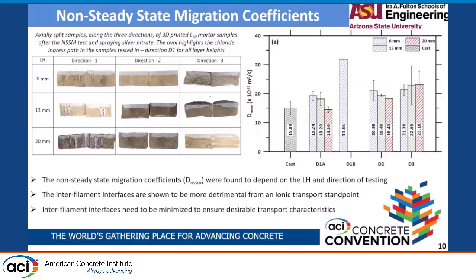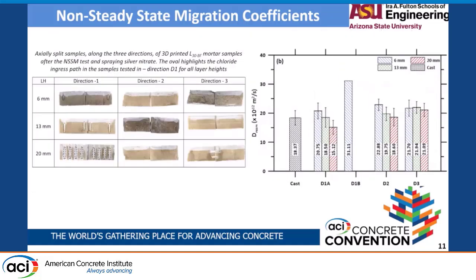So we conclude from this that interfilament interfaces are more dangerous for the transport of ions, and if we need to reduce the interfilament interfaces in the printed samples, we can use a larger layer width. Similar observations were made for the basalt fiber samples. Steel fiber samples were not tested for diffusion properties because of their conductivity in the specimen.